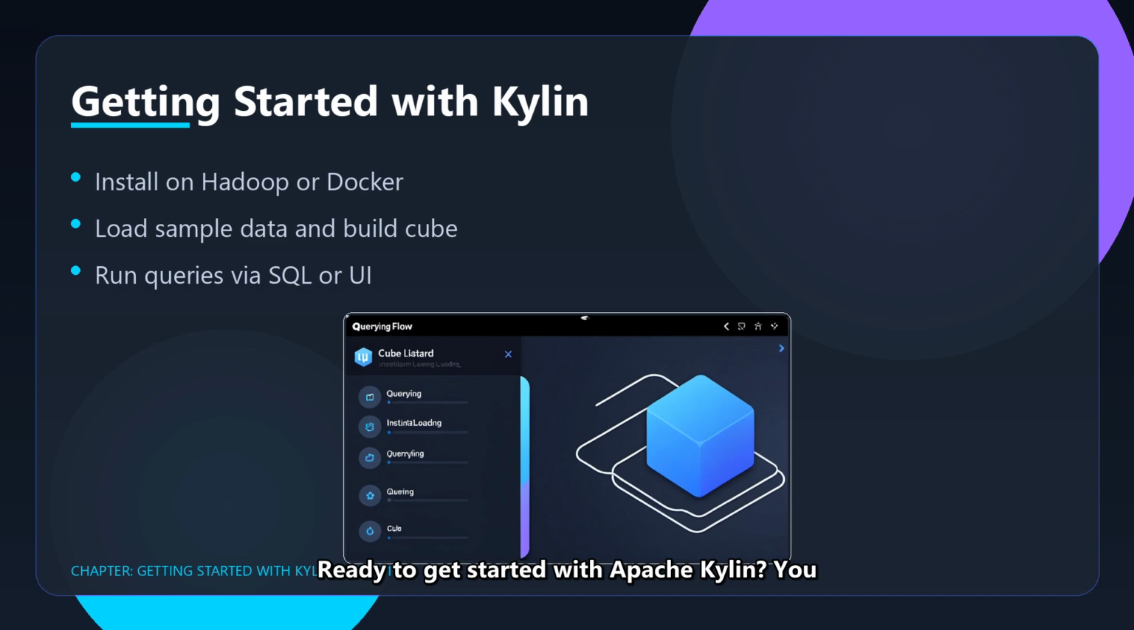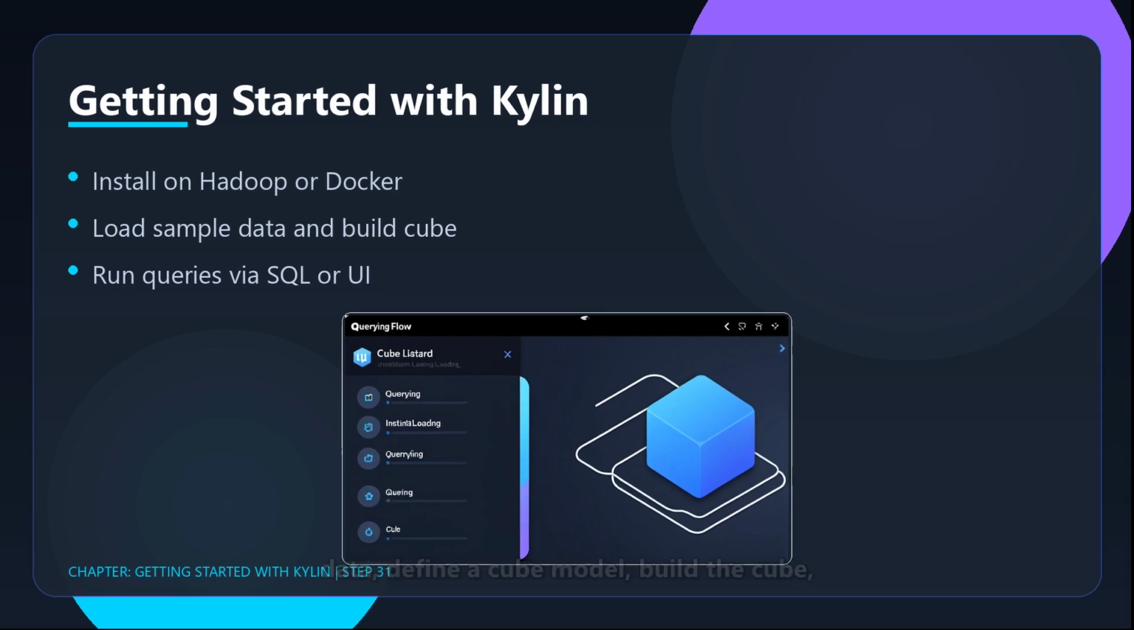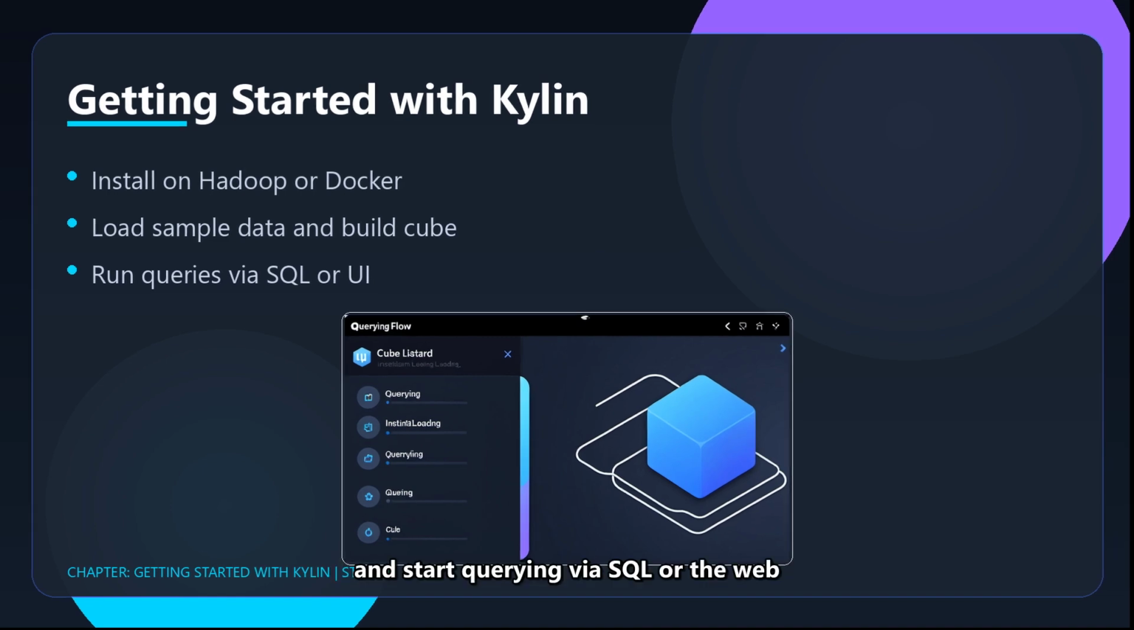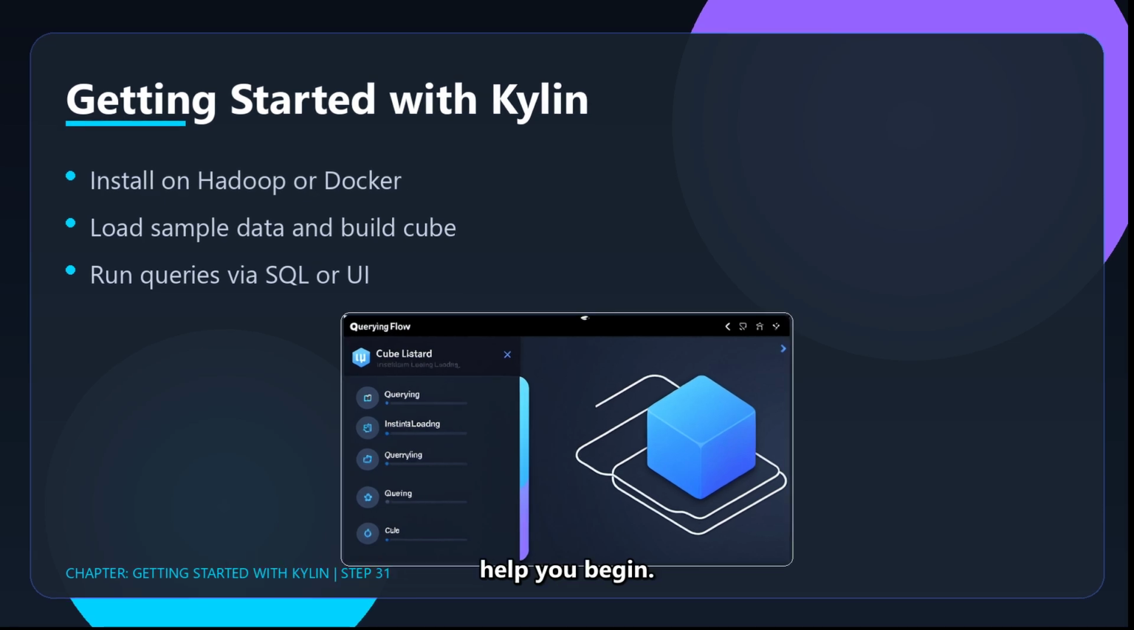Ready to get started with Apache Kylin? You can install it on a Hadoop cluster or use Docker for a quick setup. Load sample data, define a cube model, build the cube, and start querying via SQL or the Web UI. The official documentation provides step-by-step guides to help you begin.